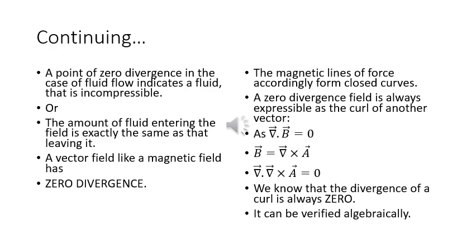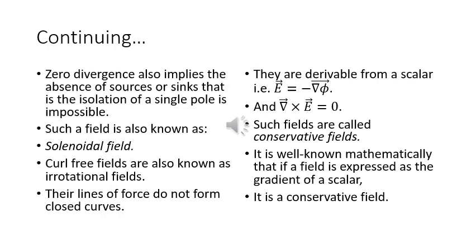As divergence of B is equal to 0, then B can be expressed as curl of A, and it is well known that the divergence of curl of any vector, and in this case the divergence of curl of A, is 0. We know that divergence of a curl is always 0, and it can also be verified algebraically. Zero divergence also implies the absence of sources or sinks, that is, the isolation of a single pole is impossible. Such a field is also known as a solenoidal field.